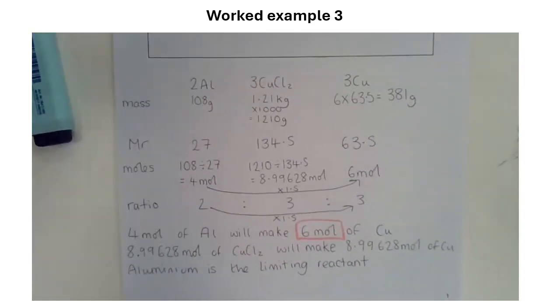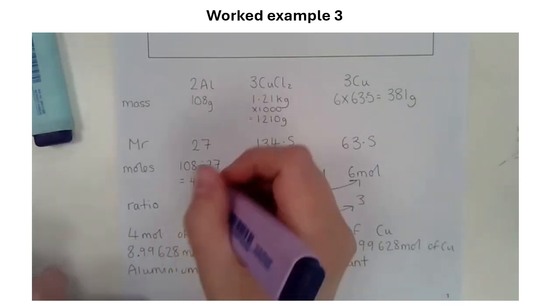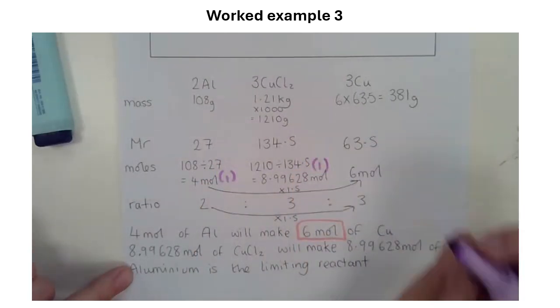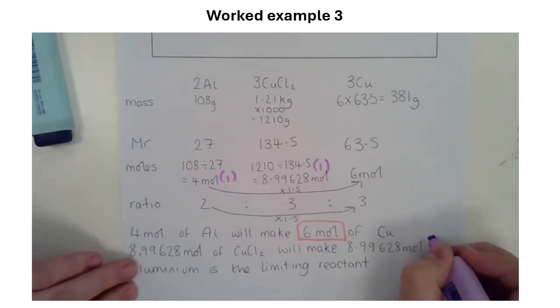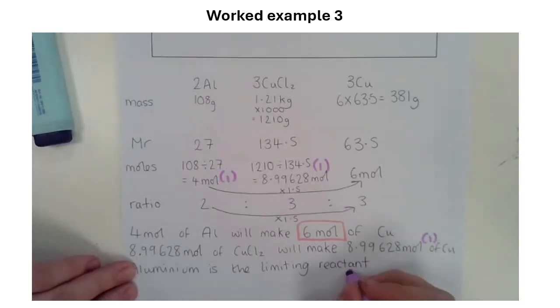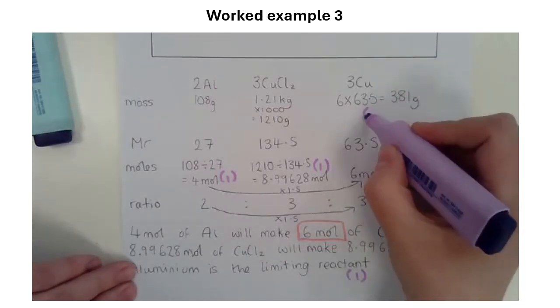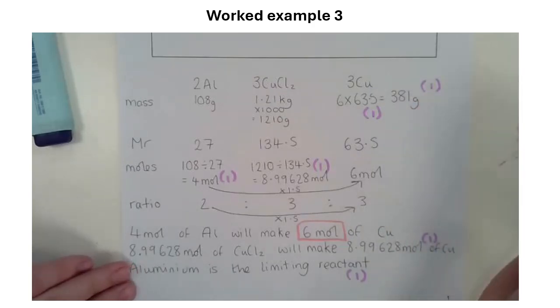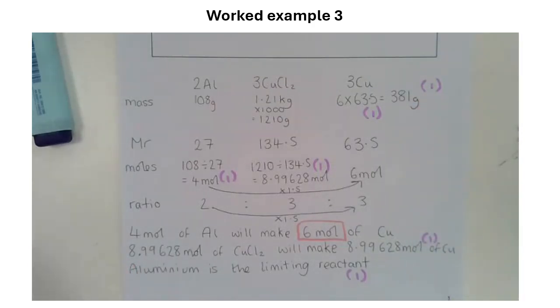In terms of our marks, you will get 1 mark for the correct mole calculation, 1 mark for the correct mole calculation, 1 mark for these 2 sentences, and 1 mark for identifying the limiting reactant. You will get your 5th mark for your final mass calculation and your final mark for your final answer.